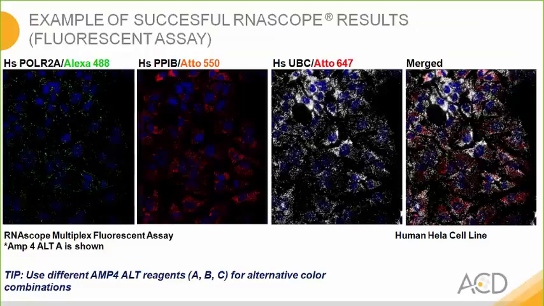And so after all of the optimization, here is what we would see for an example of a successful RNAscope multiplex fluorescent assay. This is utilizing the AM4Alt-A, and so the C1 probe, Polar 2A, is visualized in green. The C2 probe, seen here in red with the human PPID. And the C3 probe here in white, which is the human UBC, and the final image of 3 probes merged together. Again, you can use different AM4Alt reagents depending on what color you'd like to visualize your marker in.